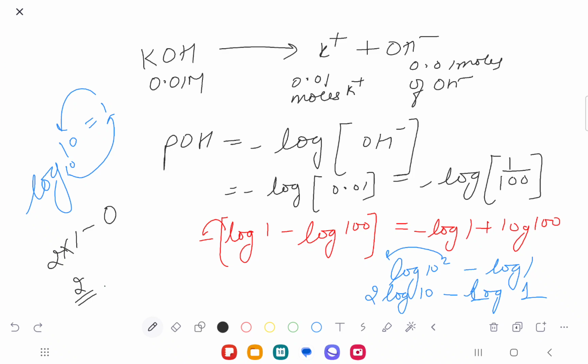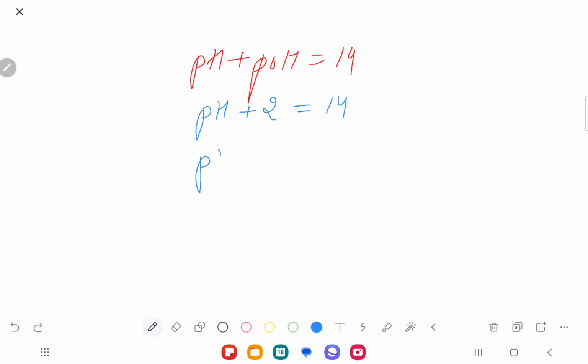Yeah. So that's it. So what do you calculate? You calculate the pOH. Now, this is not pH, this is pOH. But what am I supposed to calculate? pH. So I know the formula. What is the formula? pH plus pOH is equal to 14. So what is pH? I have to calculate pH. pOH I just calculated as 2, so pH shall be 14 minus 2, and that shall be 12.